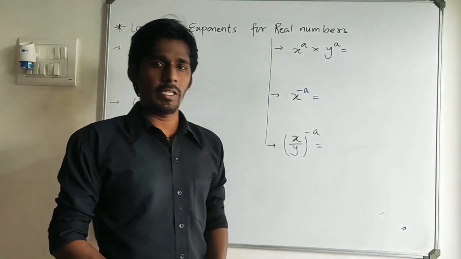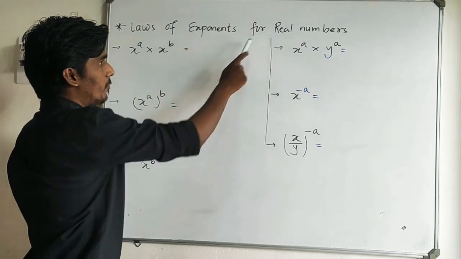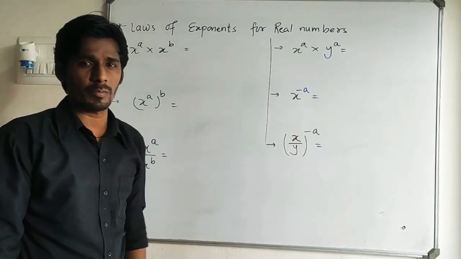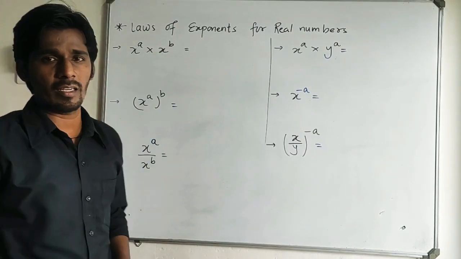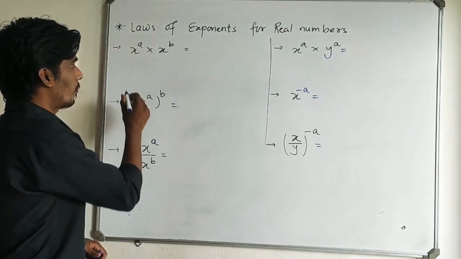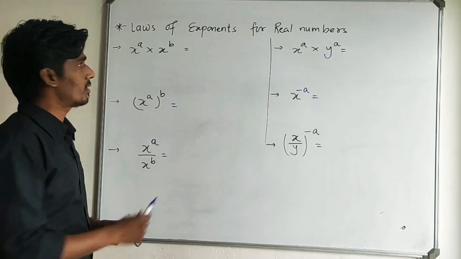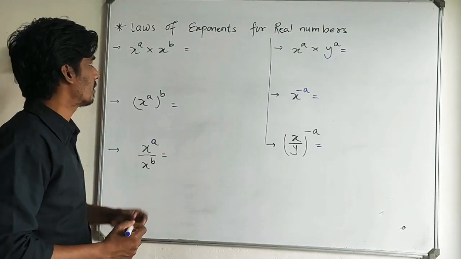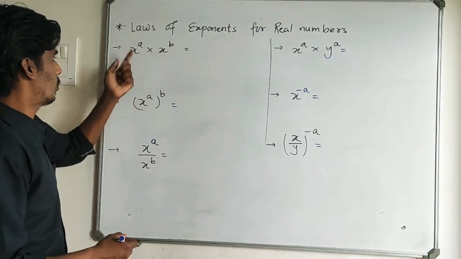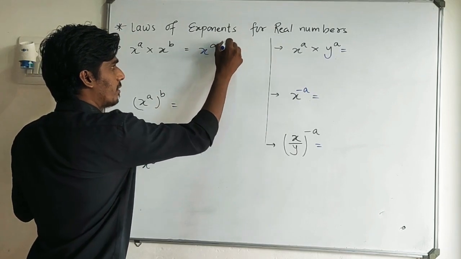Hello everyone. Today we are going to start our next topic, that is laws of exponent for real numbers. Laws of exponent means there are a few basic rules which you have to understand before applying them in any sum. So first of all, it's the product rule. Here x is the number and a and b are the exponents. When the exponents are different with the same number, in their multiplication we have to add their powers.